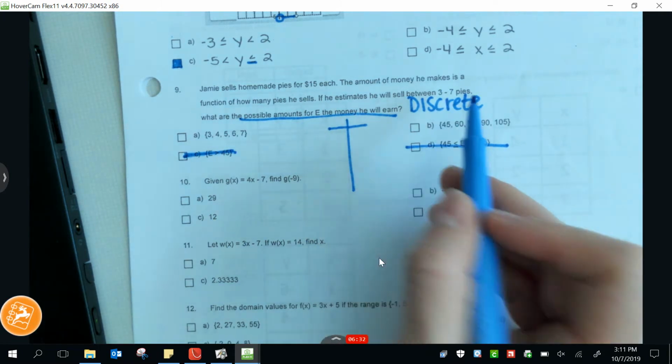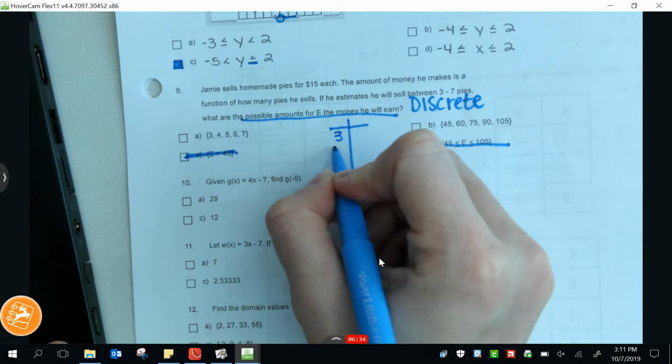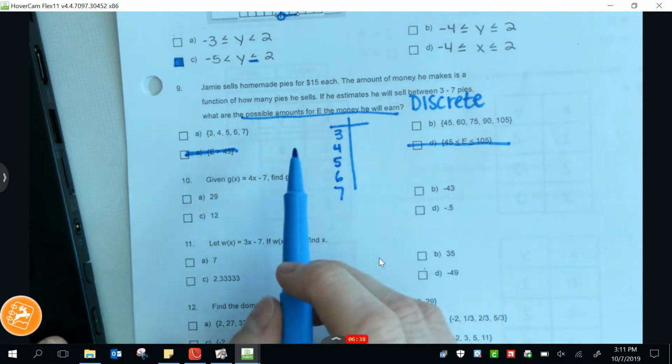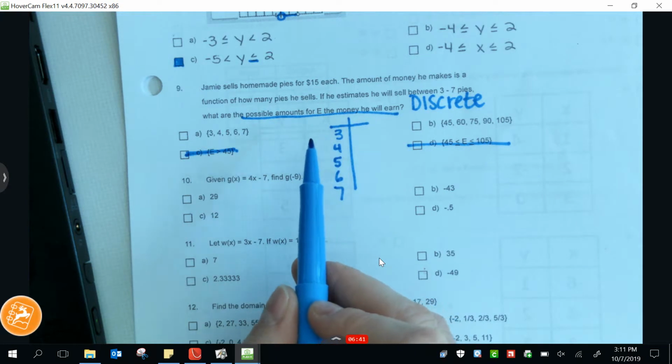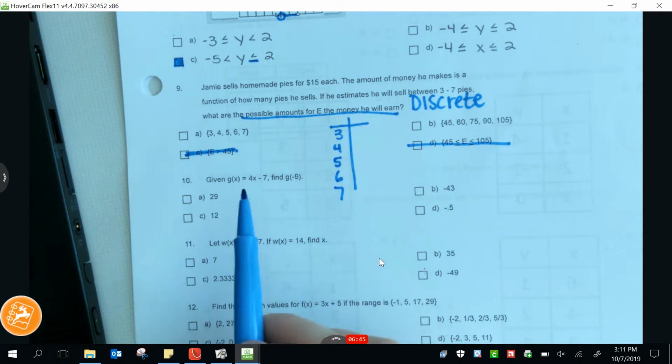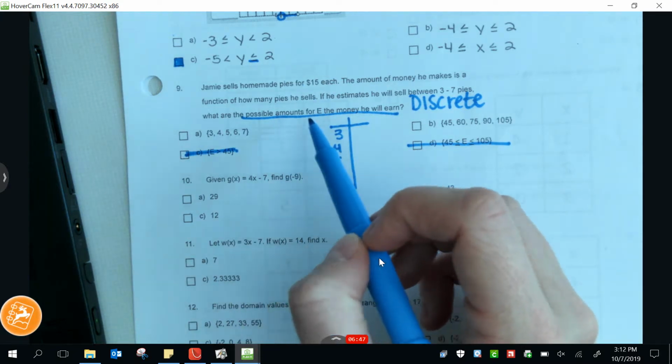Okay, so he can sell 3 to 7 pies. So he can sell 3, 4, 5, 6, 7. Nothing in between. No one wants to go and buy 3 1/4 of a pie. If you go to the grocery store, you're going to say, where's the rest of it? But he wants the possible amounts of money.